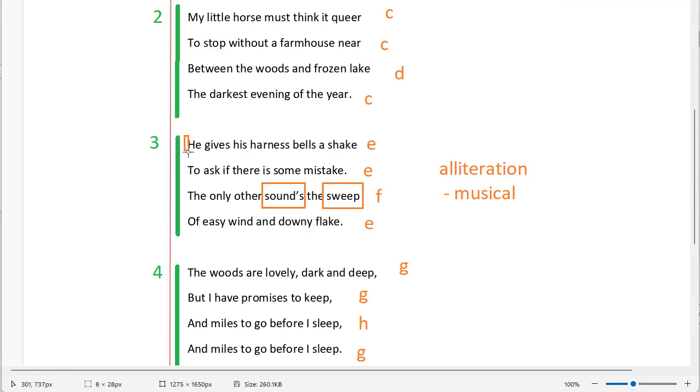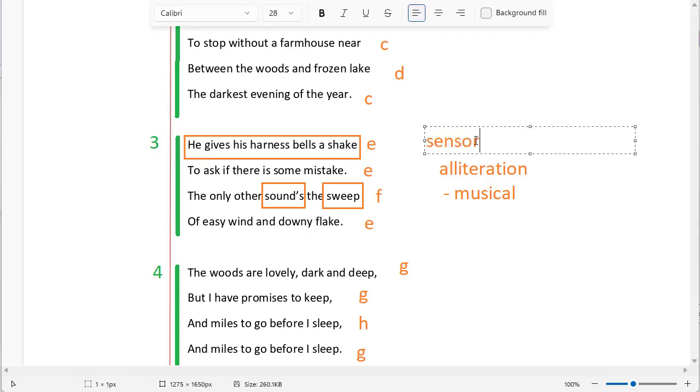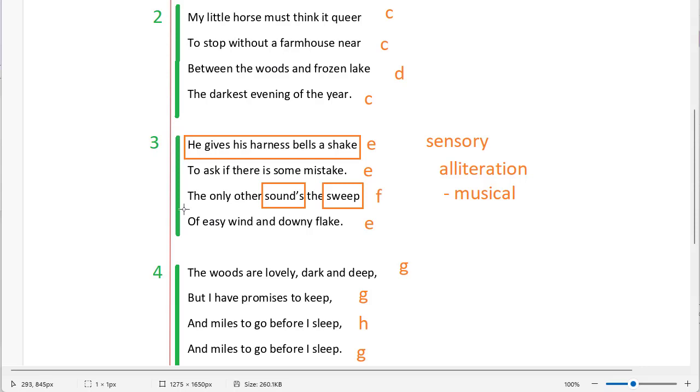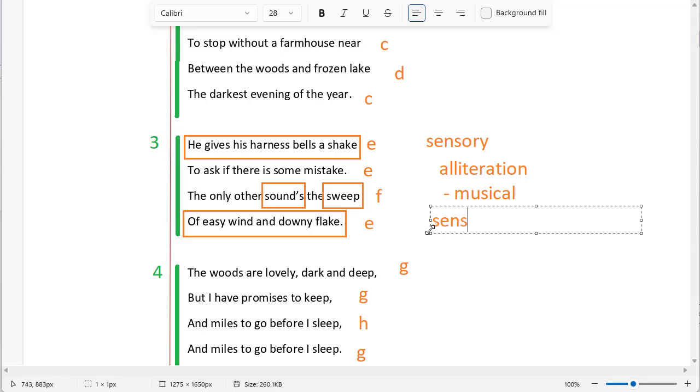Next, we find some sensory language. In the 1st line of the 3rd stanza, the horse gives his harness bells a shake. The line suggests an image of bells on his harness. It also evokes their sound. It is a pleasant sound, and shows the horse's confusion at stopping. The last line of the same stanza appeals to the senses, of easy wind and downy flake. The wind feels gentle, the flakes are soft.